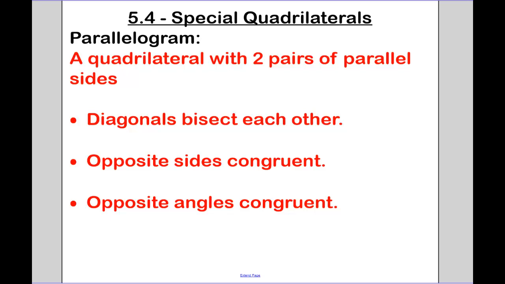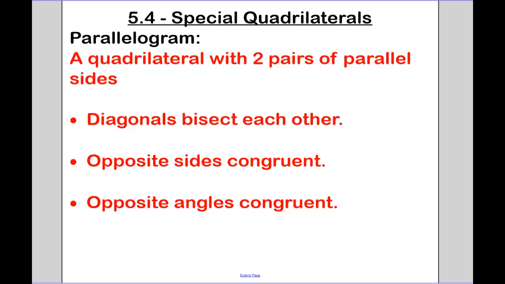Today we're going to be talking about some special quadrilaterals. And just as a review, a parallelogram is a quadrilateral with two pairs of parallel sides. Remember, that's the definition. And then each one of these is a property of a parallelogram. So the diagonals bisect each other, opposite sides are congruent, and opposite angles are congruent.